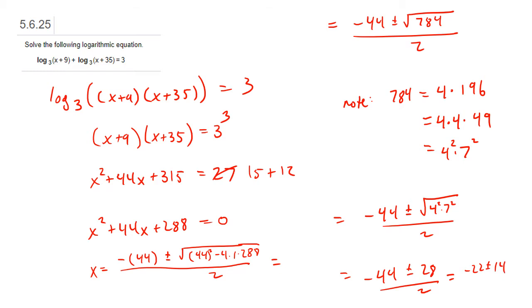So I'm going to come back over to the left here for our two solutions of negative 22 plus 14, which is negative 8, or negative 22 minus 14, which is negative 36.